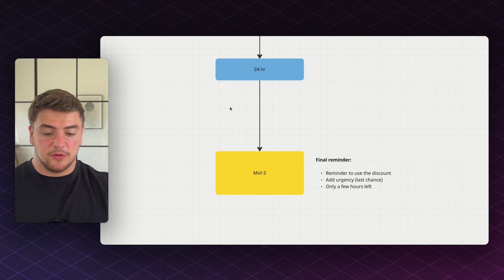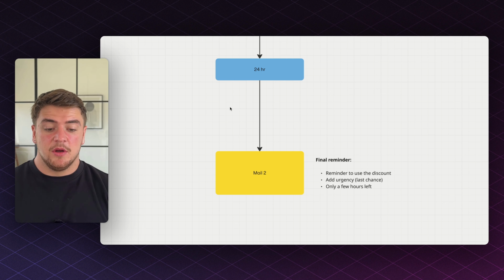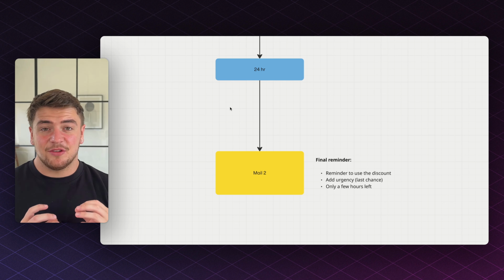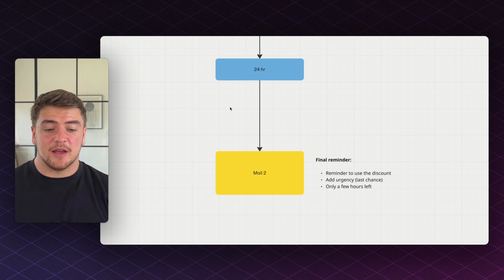So here is email 2. It's basically the final reminder. Remind them to use the discount, add some urgency that it is literally their last chance to buy and that there are only a few hours left. So this is the flow we created for dropshippers. It's a short and very effective flow to gather more profits on autopilot without you having to do anything.